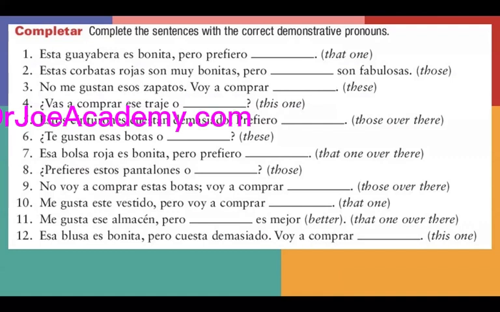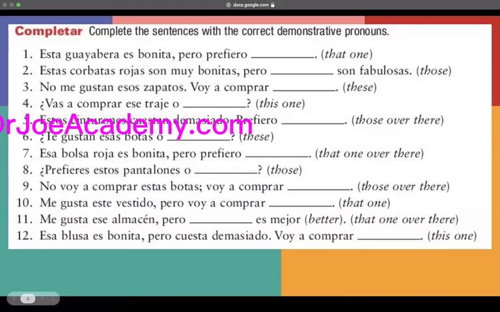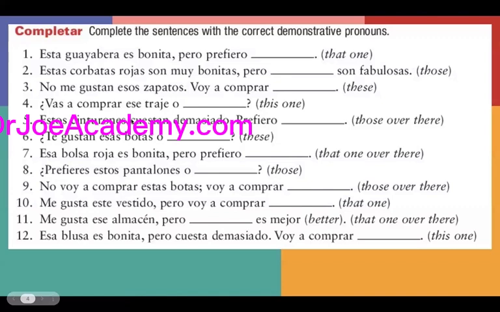The good thing with this practice is that they already give you the English translation of the demonstrative pronouns in the brackets. For example, that one, those, these, this one, those over there, these, that one over there, those. So all these are the answer, but in English. So you just need to translate them into its Spanish translation. Any questions about this task, Anna? I don't think so. All right. So I want you to do numbers 1 through 12 and then submit your answers into the chat.